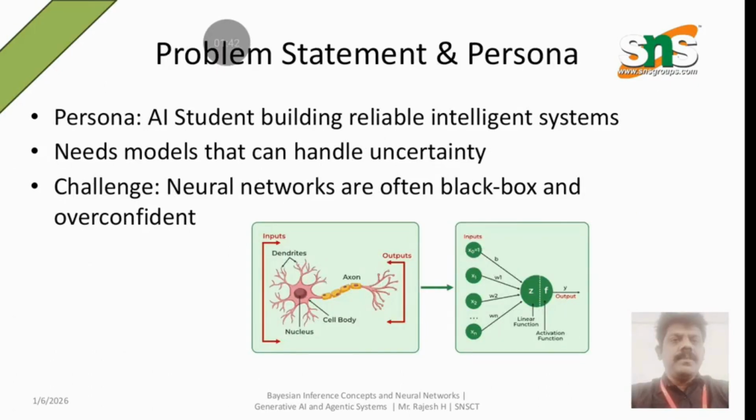So here let's take a problem statement of an AI student. That student is interested in building a reliable intelligence system, and needs models that can handle uncertainty. That student is facing the challenge that neural networks are often black box and very difficult to understand. With overconfidence, he is unable to make out how neural networks can be used in a reliable intelligence system.